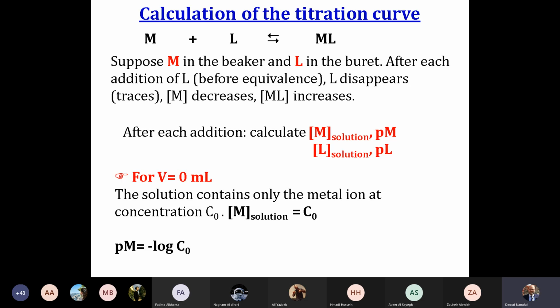Before addition of the ligand L in the solution, we have only M. And the concentration of M in the solution is equal to C0. So what is pM? pM equals minus log of M in the solution. So pM equals minus log C0. So pM equals pC0. This is the pM at the start, before addition of L.